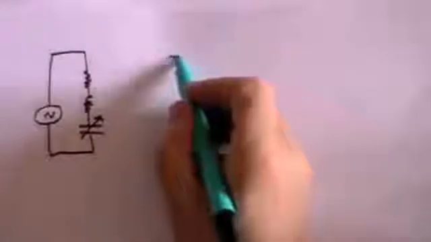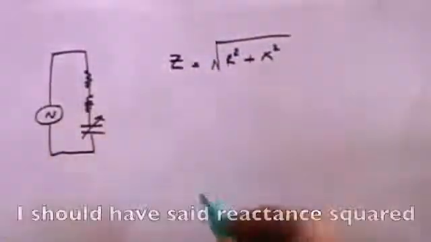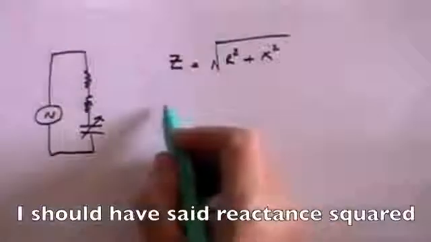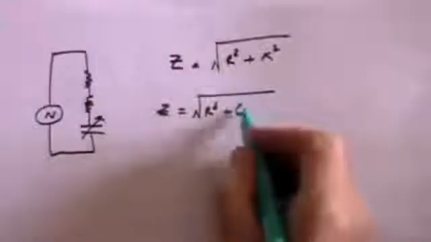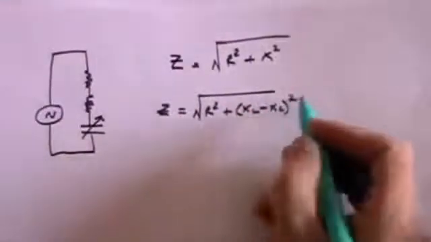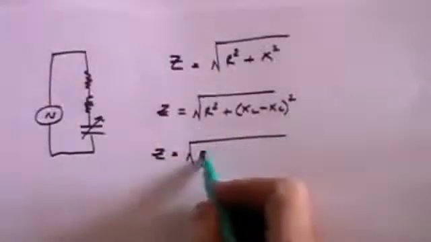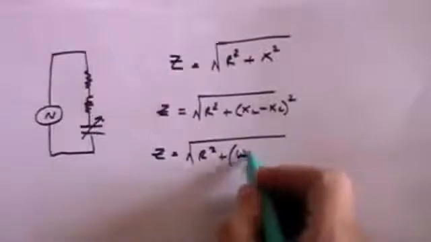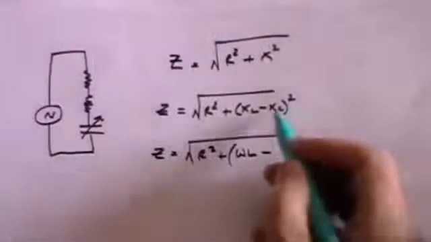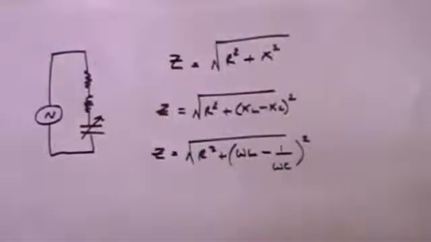So let's just remind ourselves that the total impedance of this circuit is going to be the square root of the resistance squared plus the reactance squared. And in that case, we've got that the total impedance is the square root of R squared plus XL minus XC, all squared. And that is the square root of R squared plus, well, the reactance XL, as we've said, is omega L, minus the reactance XC, which is 1 over omega C, all squared.